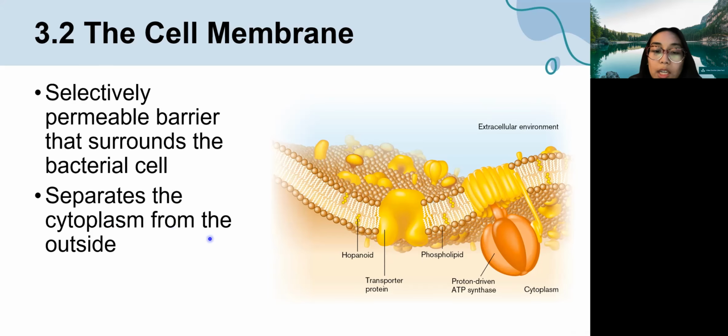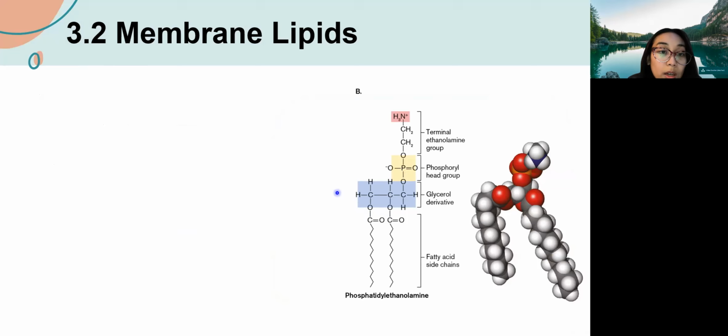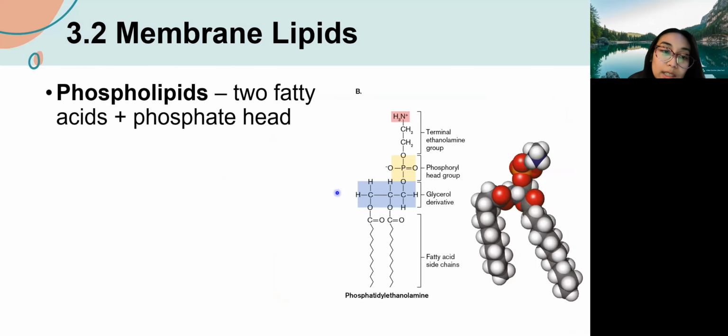Like I just said, it's made up of, sorry, not membrane proteins, membrane lipids. So like I said, it's phospholipids, just like in a eukaryote. So phospholipid bilayer, 2 fatty acids, and a phosphate head. That's what a phospholipid is. So here's your phosphate head, and then you have your 2 fatty acids attached to it.